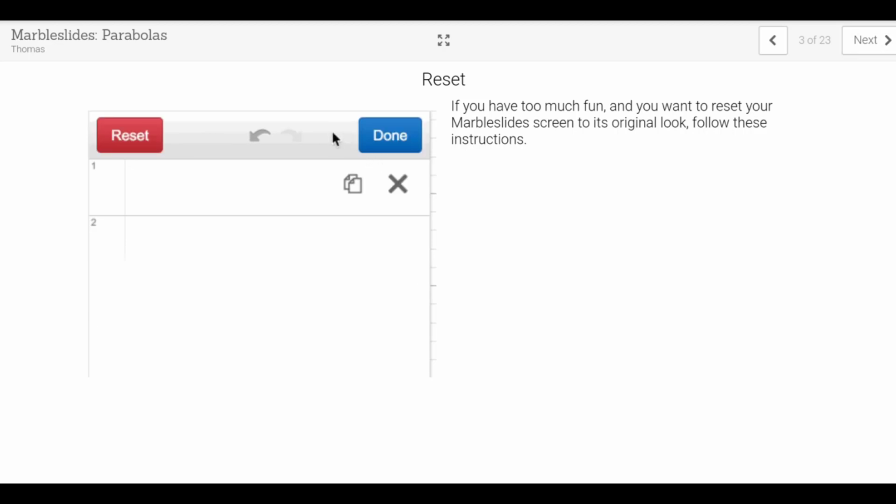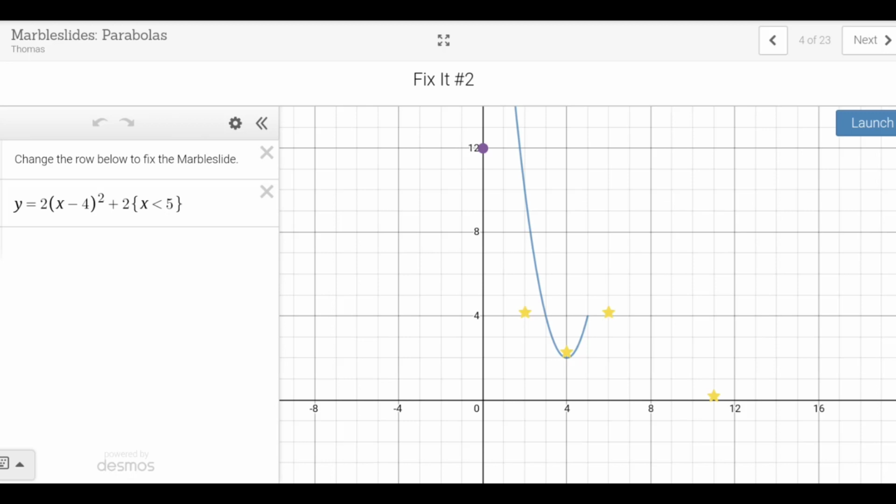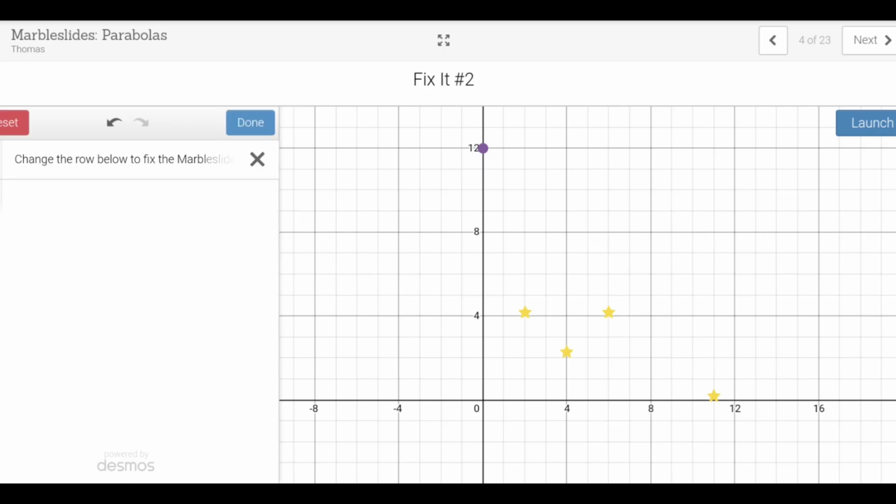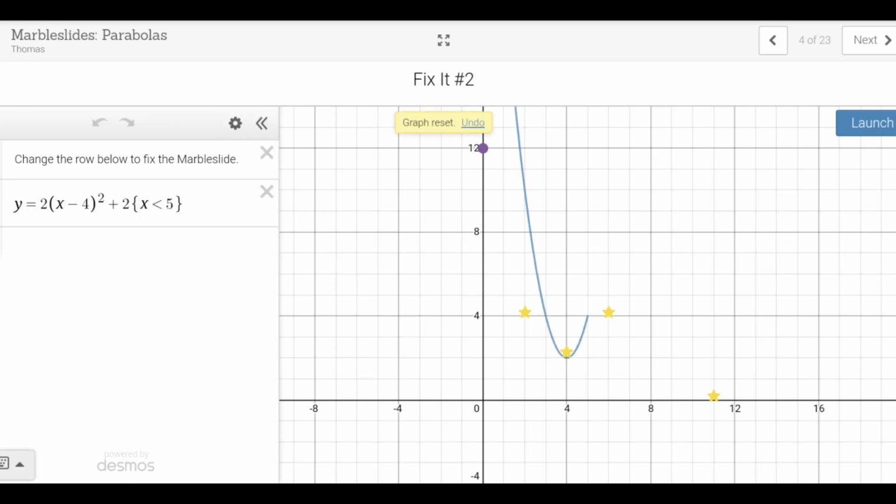Let me give you an example of that. Here's our next problem. Let's say you accidentally deleted your equation and now you're launching and nothing's happening. In order to get it back, click on the wrench, hit reset, and now we're back to the original graph. I'm going to drop it right now, and what do you see? My parabola doesn't get any of the marbles.